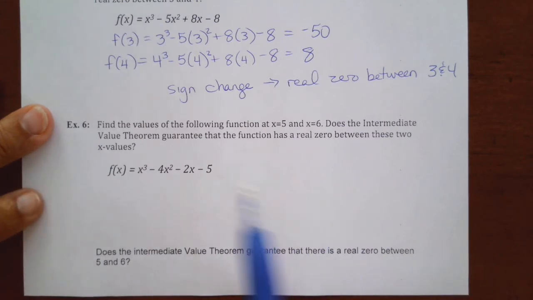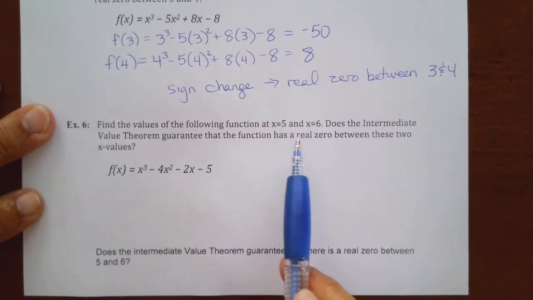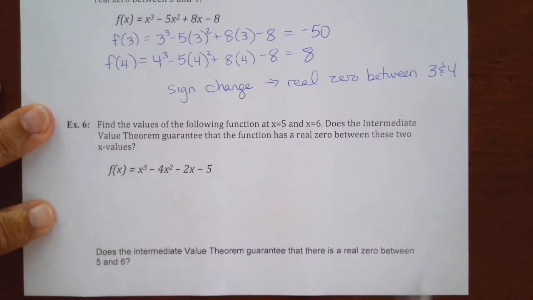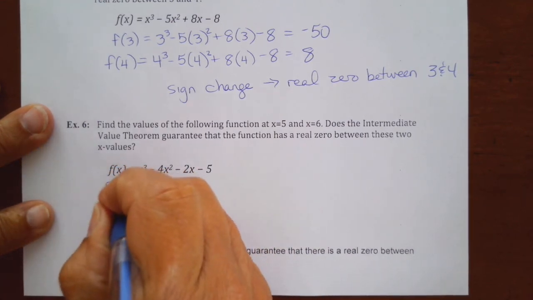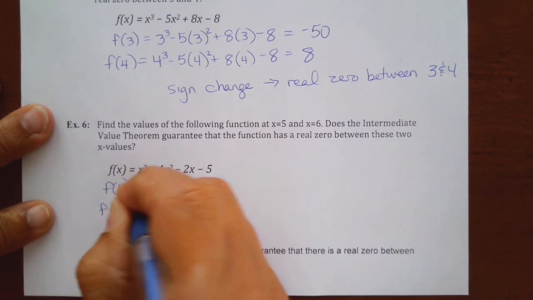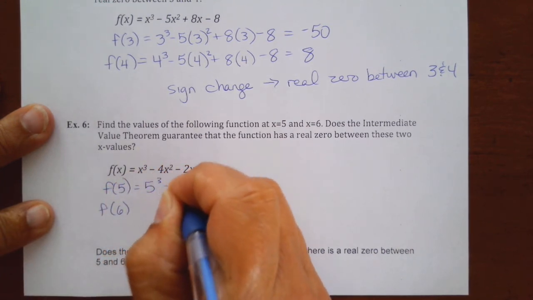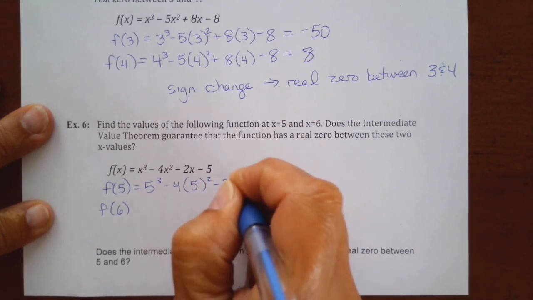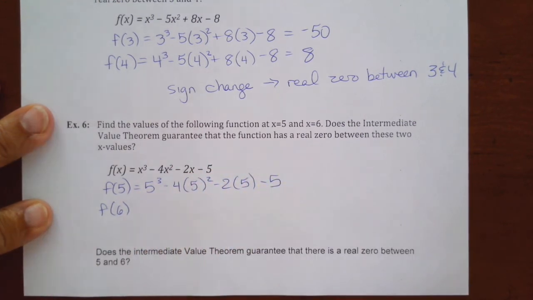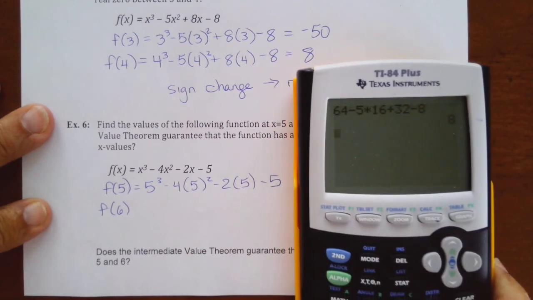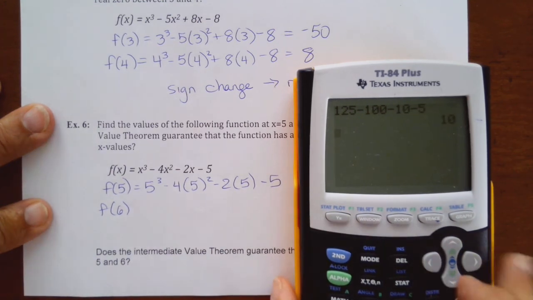All right, so the last one, we do the same thing. Find the values at x equals 5 and 6, and then see if there's a real 0 between them. So we're going to find f of 5 and f of 6. So 5 cubed minus 4 times 5 squared minus 2 times 5 minus 5. Okay, so we're going to put that in first. So 125 minus 25 times 4 minus 2 times 5. All right, so that gives us 10.